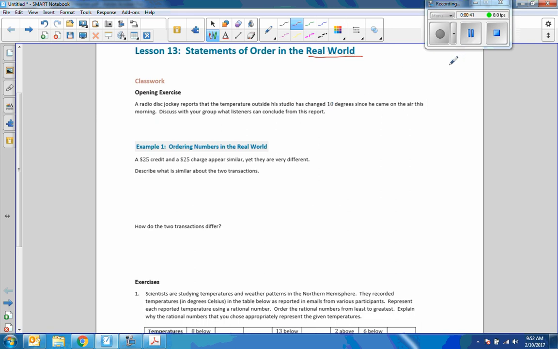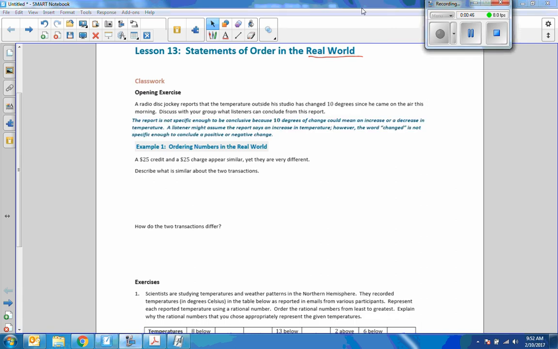Okay, so in class, this was a group activity, and I'll bring the results in. Here's what we can conclude. The report is not specific enough to be conclusive, because 10 degrees of change could mean an increase or a decrease in temperature. A listener might assume the report says an increase in temperature, however, the word changed is not specific enough to conclude a positive or negative change. The other thing that they might have said was we didn't know what either temperature was, so it could have been 50 and now it's 60, or it could have been 60 and now it's 70, and so forth.